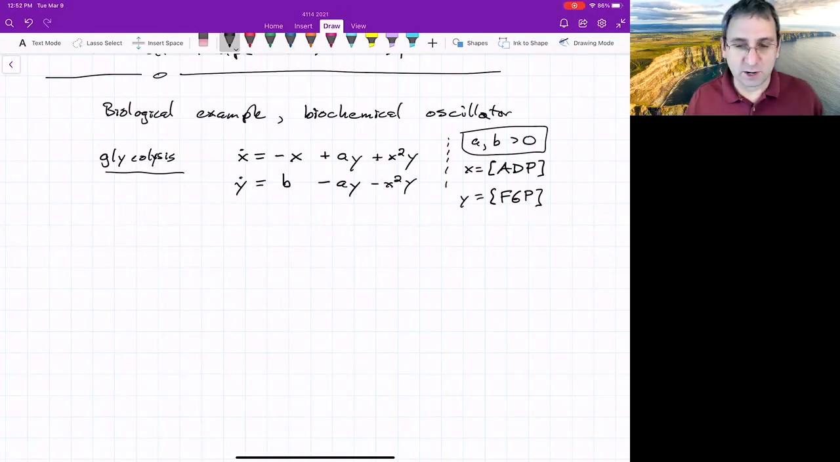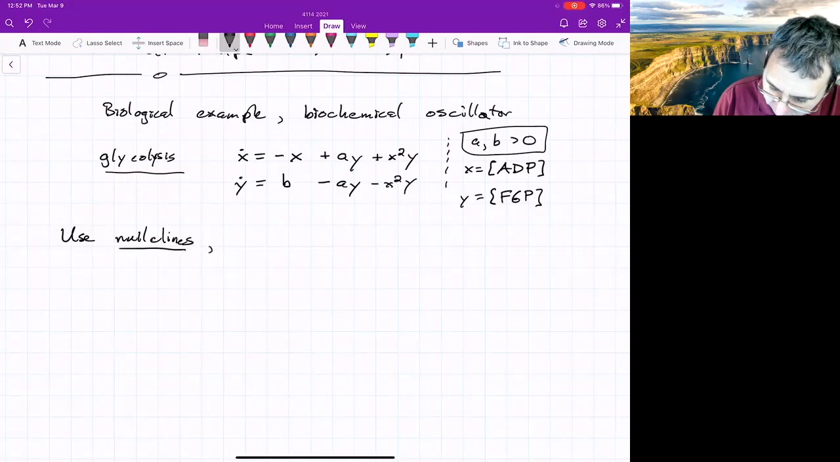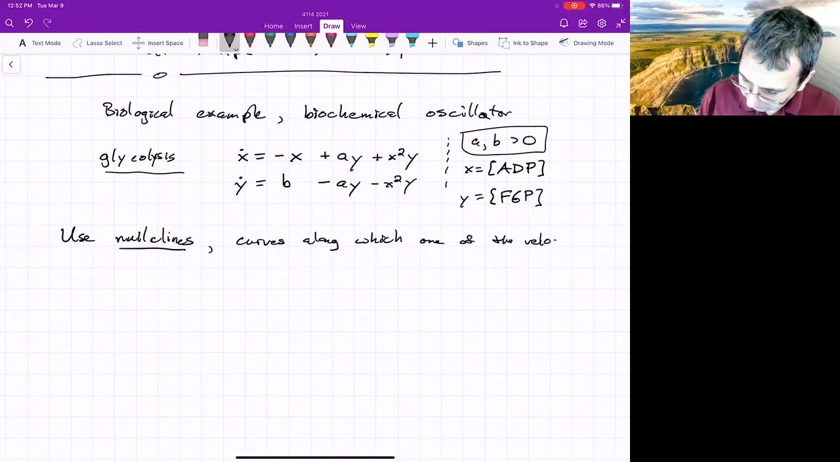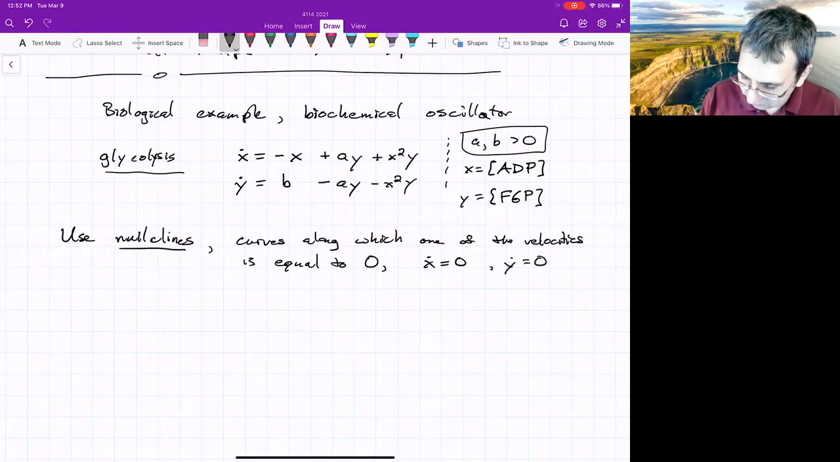We could use the process of finding nullclines. I haven't mentioned nullclines yet. We're going to use nullclines. These are curves along which one of the velocities is equal to 0. And these can be helpful. So there'll be the x dot equals 0 nullcline and the y dot equals 0 nullcline.